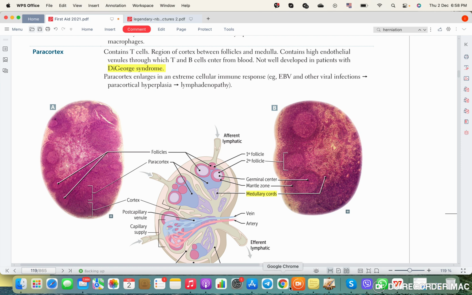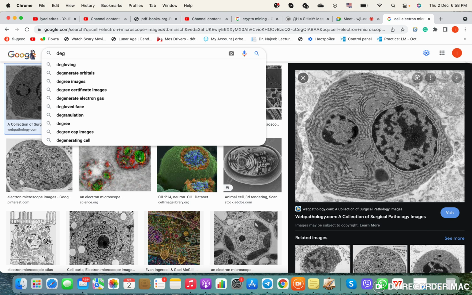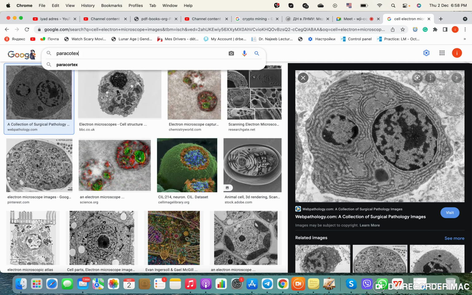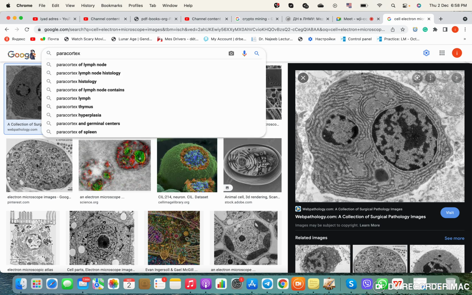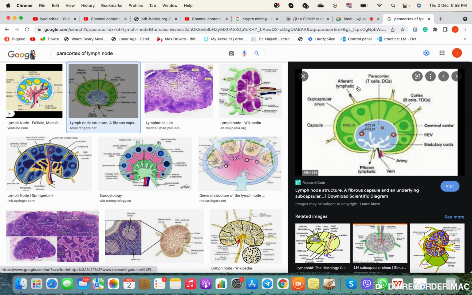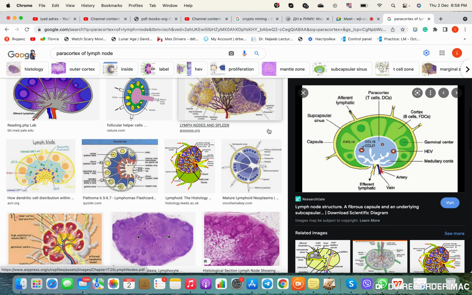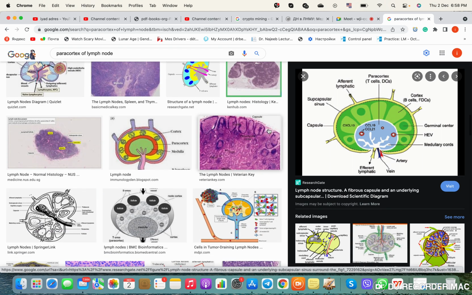So this is a really common USMLE question. They don't ask it once or twice, they love it. So if they tell you about DiGeorge syndrome, and then they ask which area is going to be destroyed or atrophied, don't think twice. It must be this guy, the paracortex. The paracortex will get atrophied. That's it, as simple as that. Do they ask this question? Almost in every single exam. So you must master it.